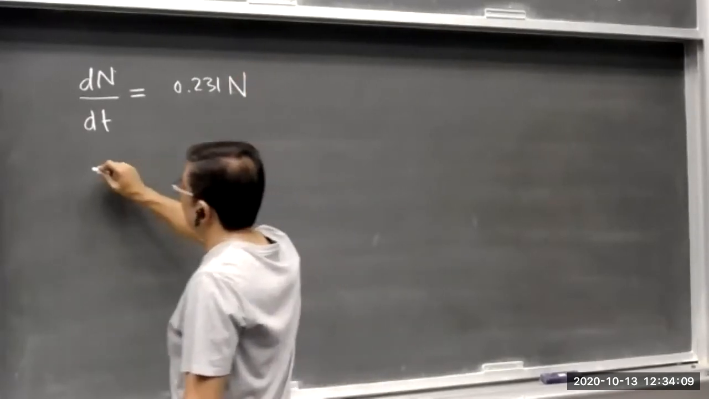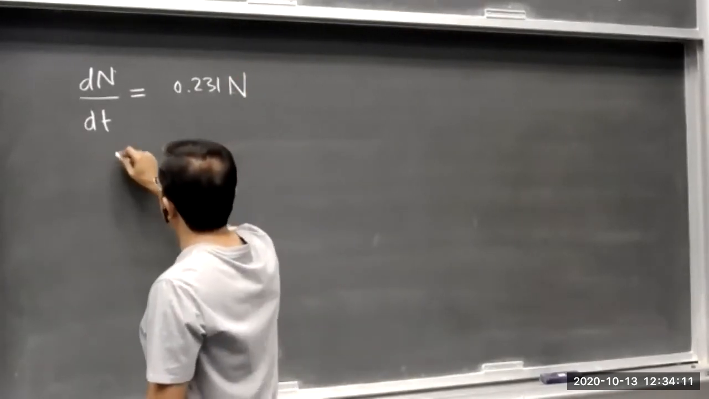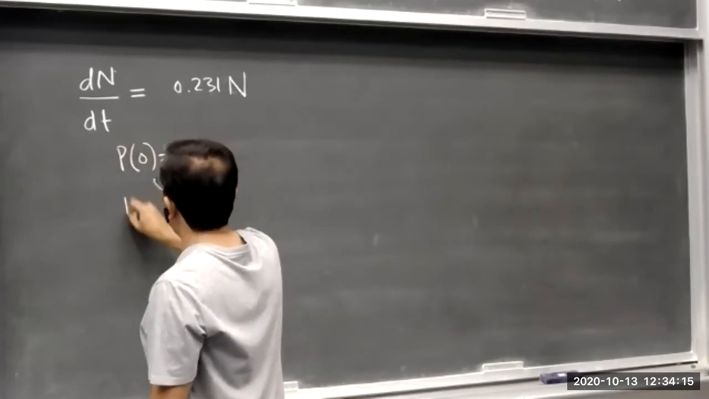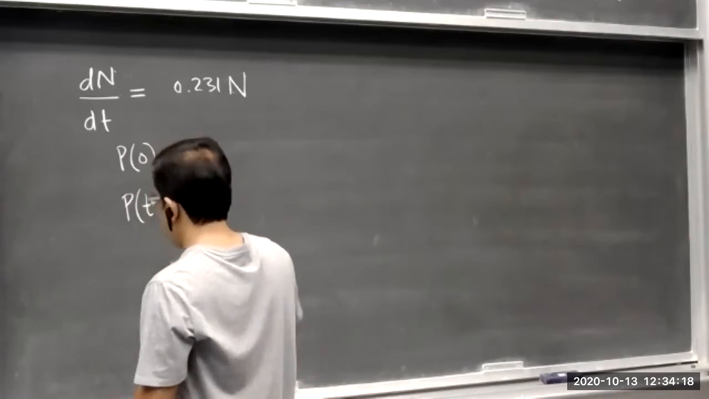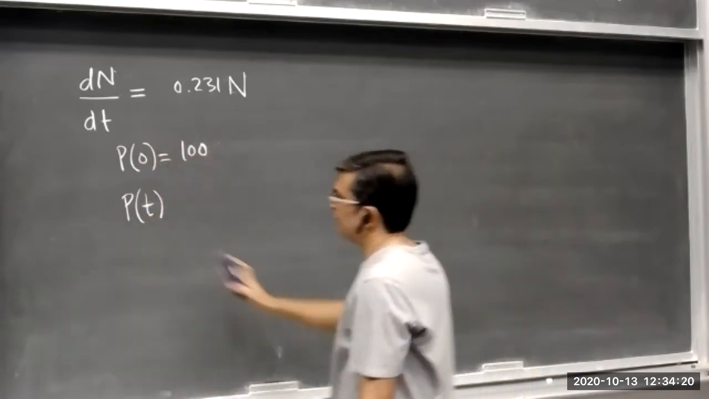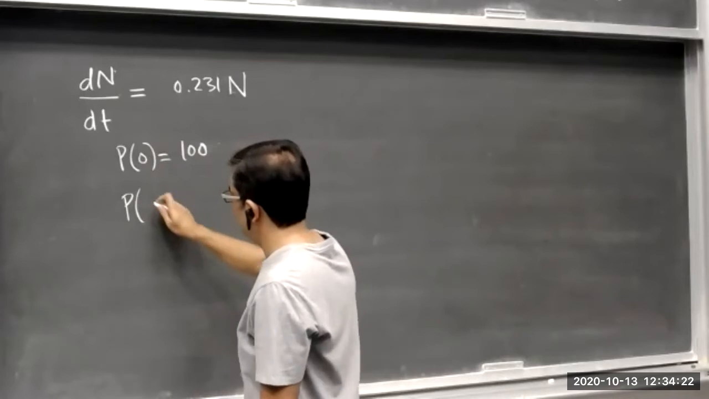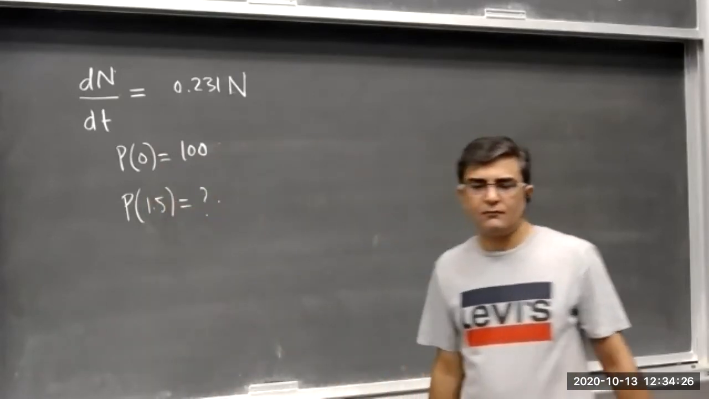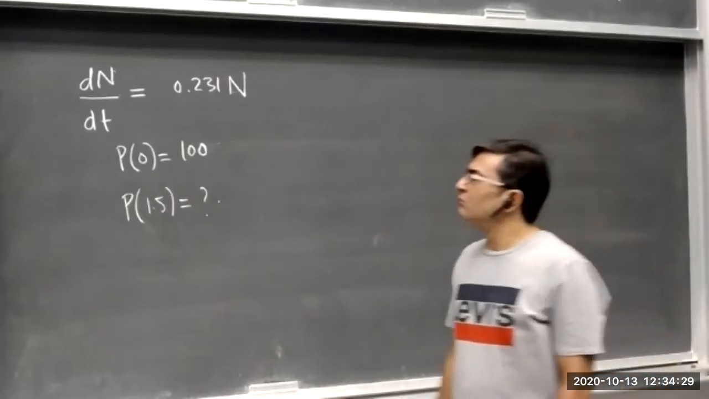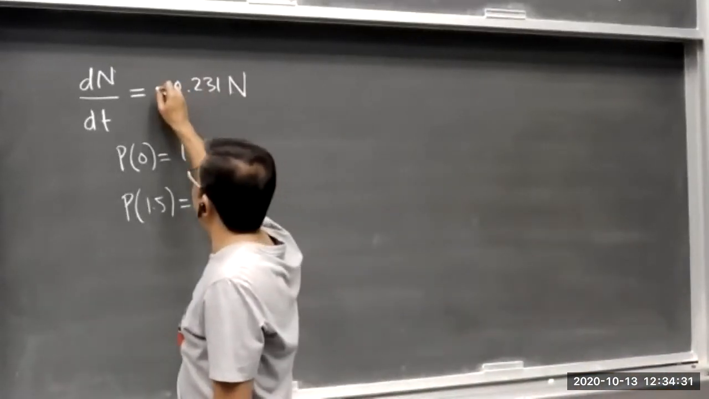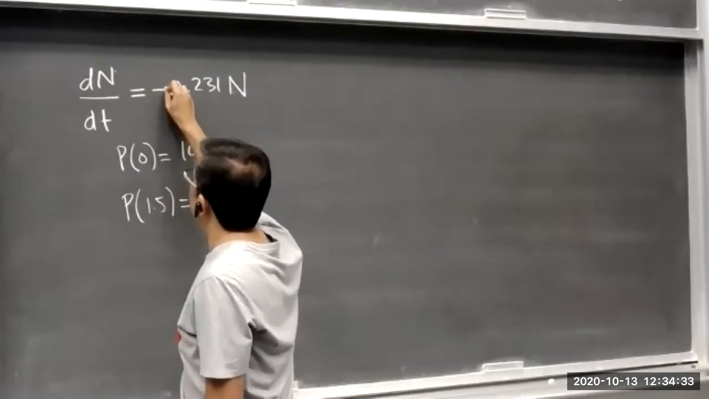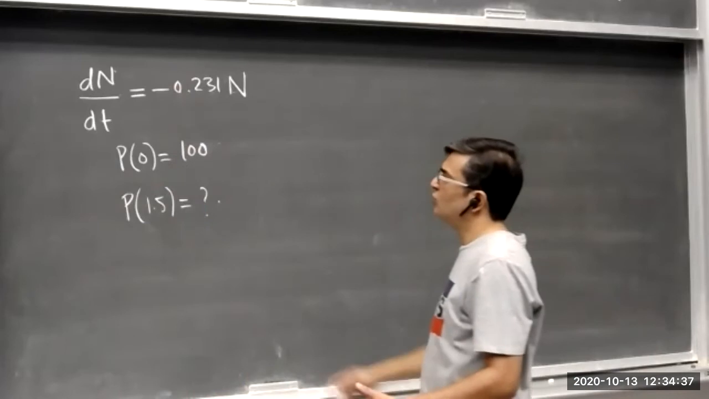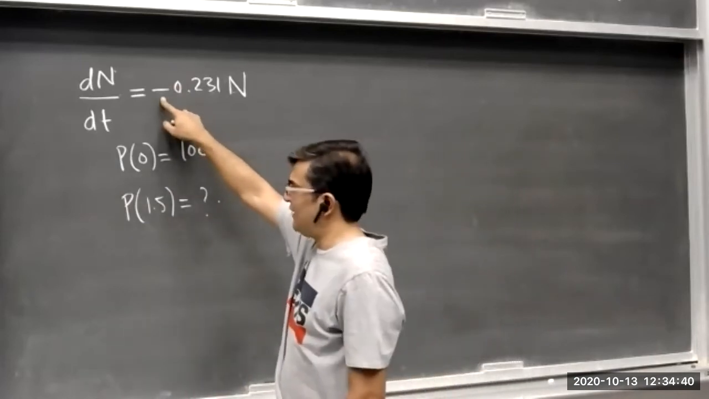subject to what initial condition? P at 0 is 100 grams, and what we have to compute is P at t equal to 1.5 minutes. Okay, so I hope you can solve it. Here there is decay, so a negative sign will come because the amount of that substance is decreasing. So we have to put a negative sign here.